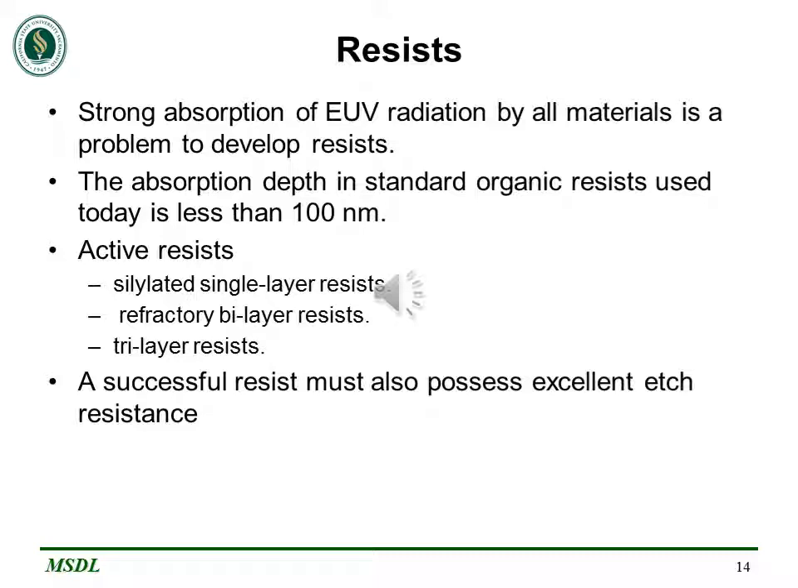As we had discussed before, it's difficult to find resists that can work below 200 nanometers of the source wavelength. That's because they start absorbing the light. But there are some active resists that have been developed, like the single layer resist, the bilayer, and the trilayer. So these are the resists that are being tried for use in the EUV technology. A successful resist must also possess excellent etch resistance.